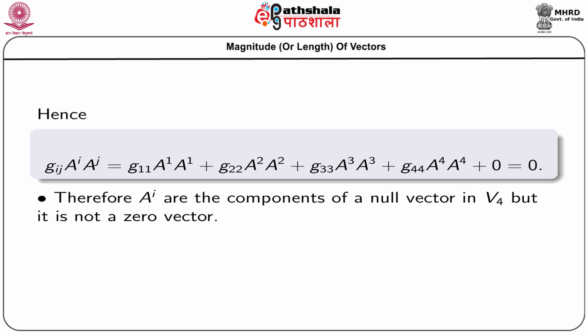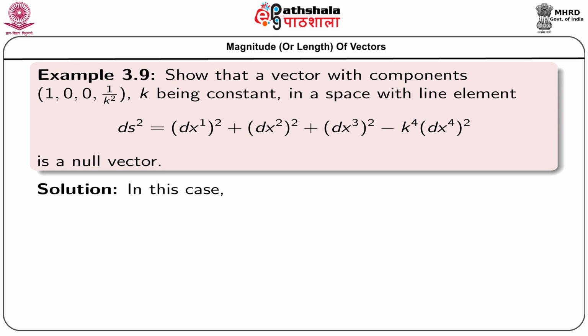Now, let us see another example where we can see that the null vector and 0 vector are different. Suppose 1, 0, 0 and 1 by k square, k being constant, in a space with line element ds square equal to dx1 square plus dx2 square plus dx3 square minus k to the power 4 dx4 square. Now, we shall see that this is a null vector, but not a 0 vector.